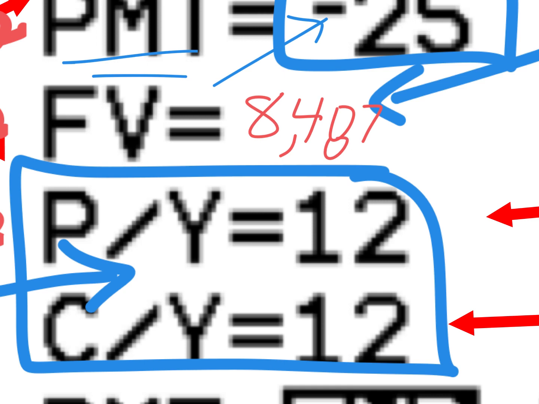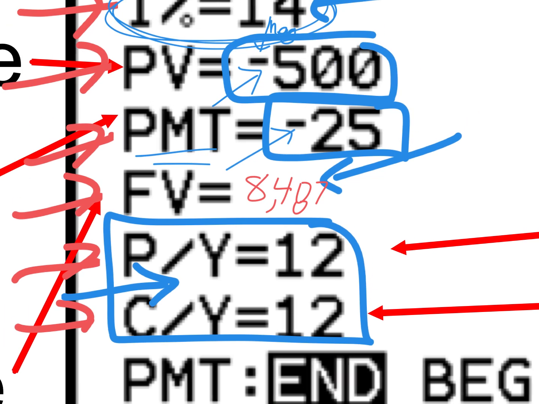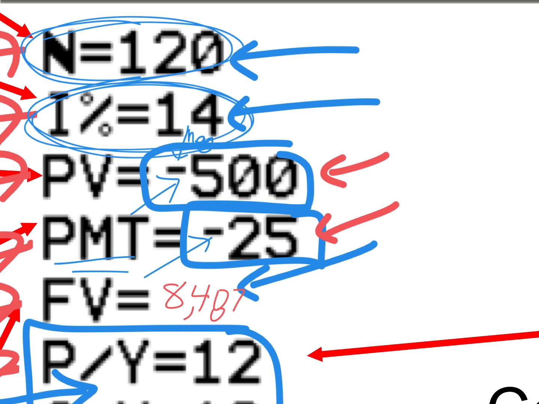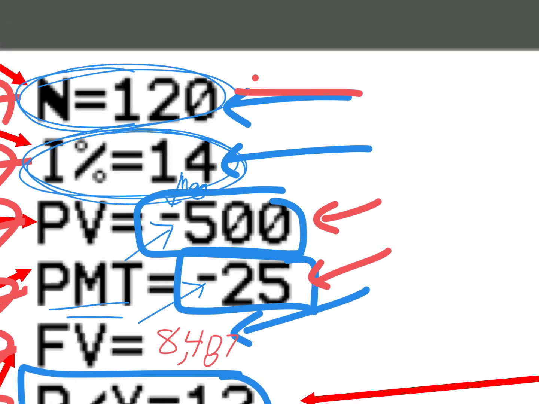What does that mean? That means if you started with $500, yes, 8,487, and you put in $25 a month after that for 120 months, then you'd have $8,000. So you're getting 14% interest on this crazy checking account. Nobody would pay you that much, but all right.